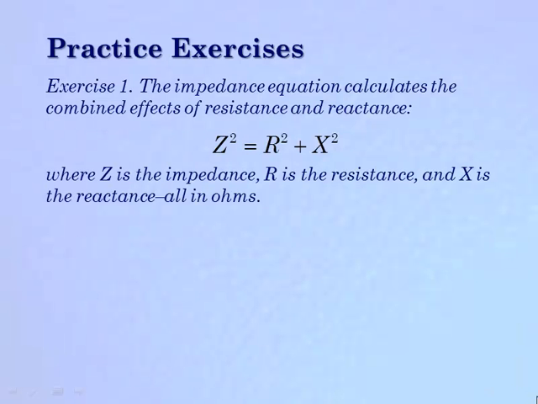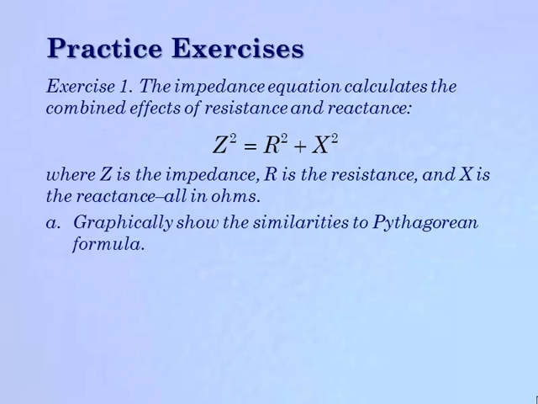First of all, we have an application of the Pythagorean theorem in kind of an unusual way. We have in electronics an impedance equation that says that Z squared is equal to R squared plus X squared, where Z is the impedance of the circuit, R is the electrical resistance of the circuit, and X is the reactance, all of these measured in ohms. Well, that looks a lot like the Pythagorean theorem, doesn't it? So we can look graphically at how that might be similar to the Pythagorean theorem.